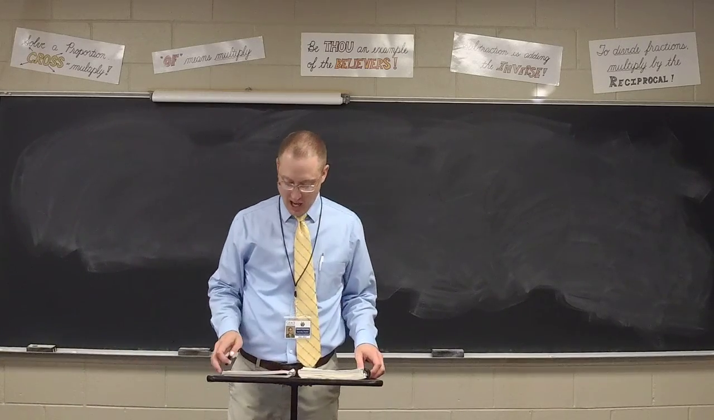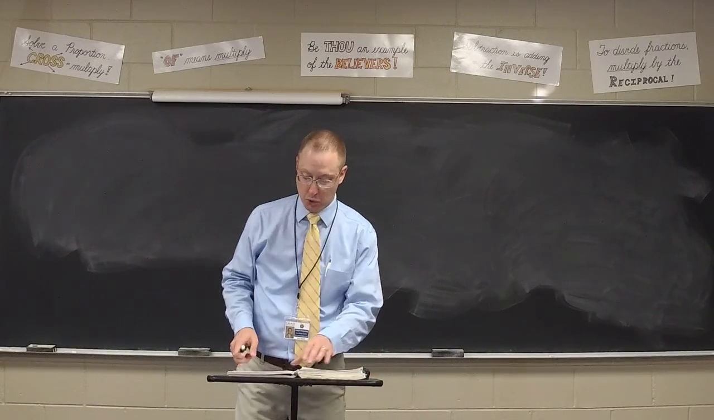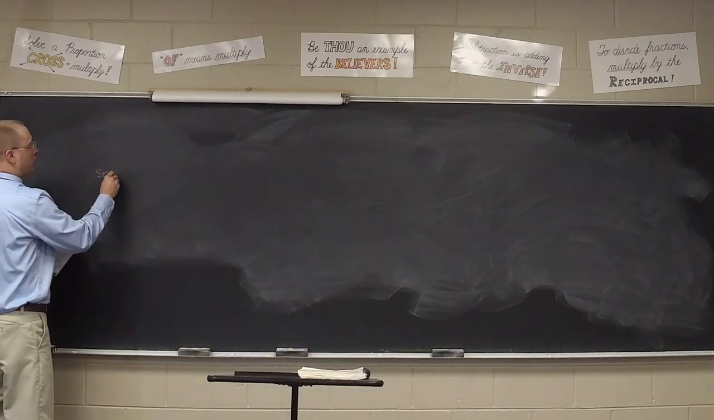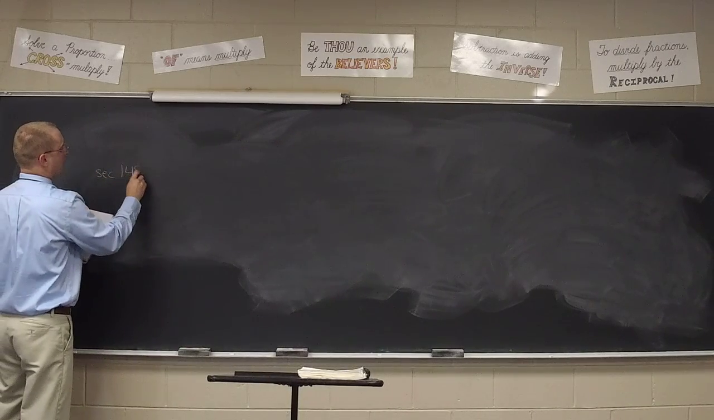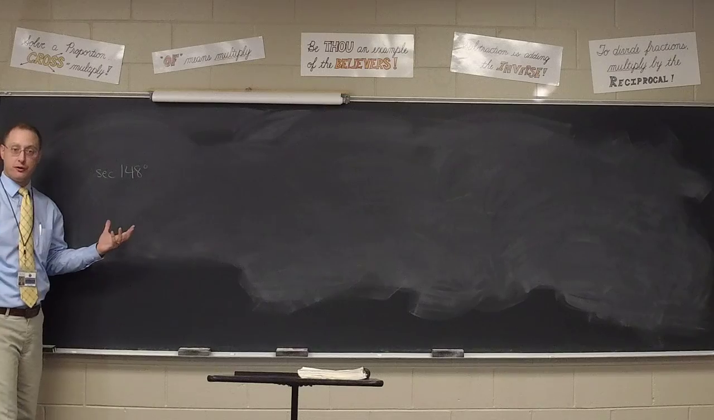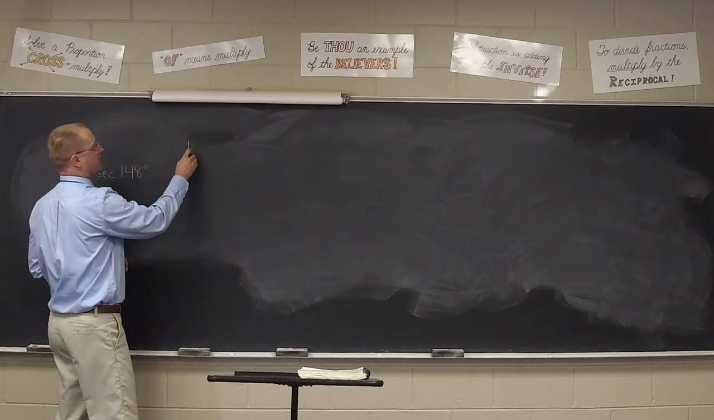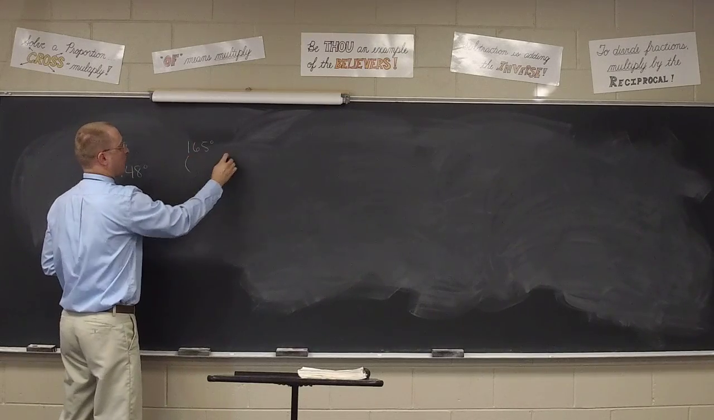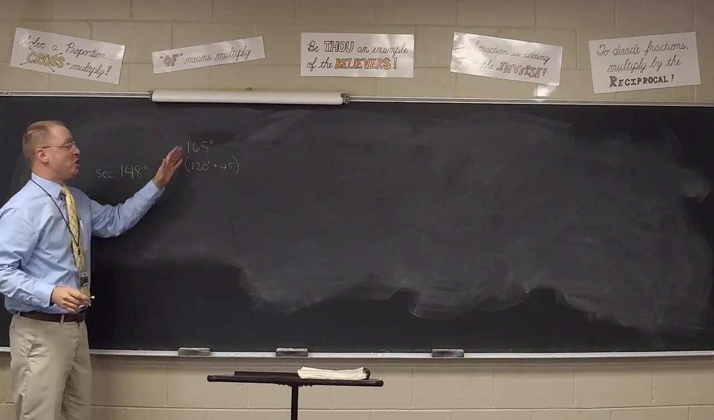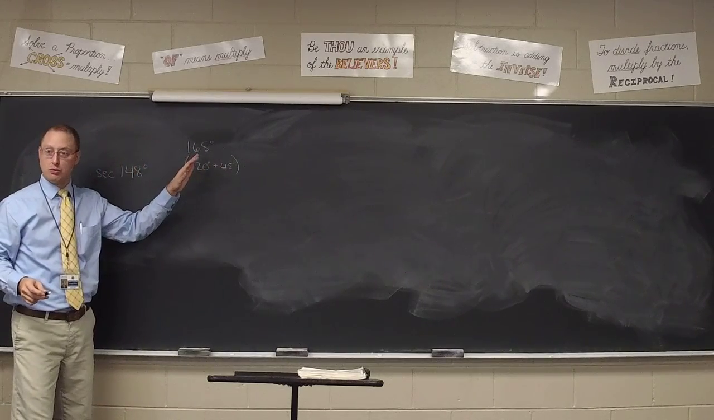All right, have your homework out and books open to page 123. But before we begin, I want to review what we were doing in our last lesson. Basically, we were rewriting angles as sums and differences, like 165 is 120 plus 45, and you kind of had to figure out what angles to use.